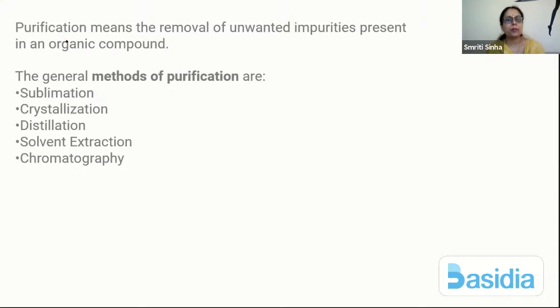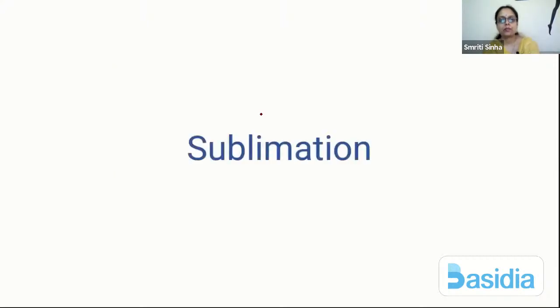So what exactly is purification? Purification means removal of unwanted impurities, or removal of unwanted compounds, elements or substances from the desired organic compound. Purification methods are generally categorized into these types for organic chemistry. The first is sublimation, second is crystallization, third is distillation, fourth is solvent extraction, and fifth is chromatographic techniques. Let's see each technique in detail. First, we are going to see the sublimation technique.